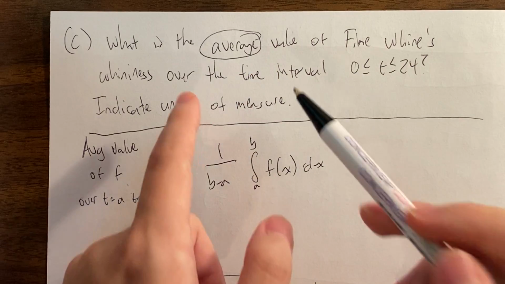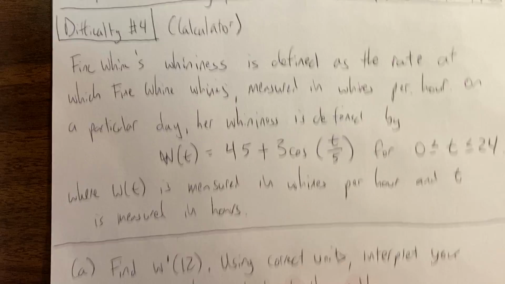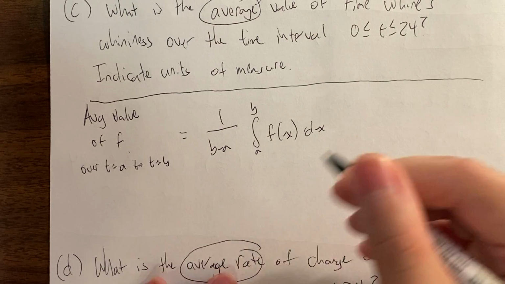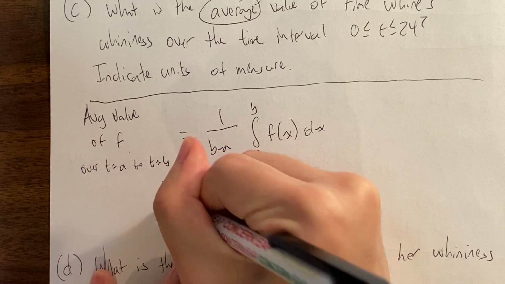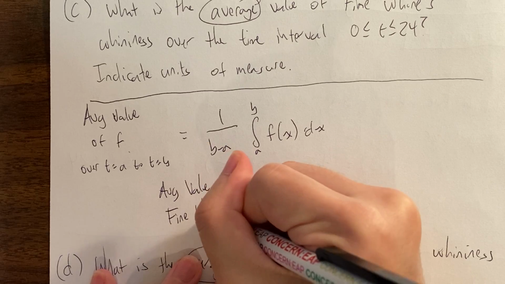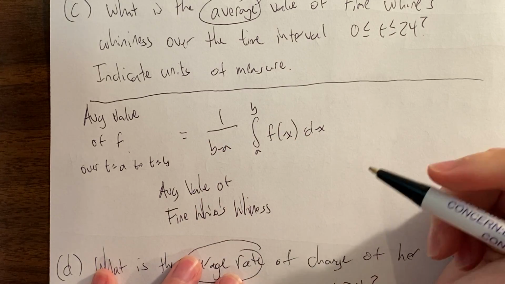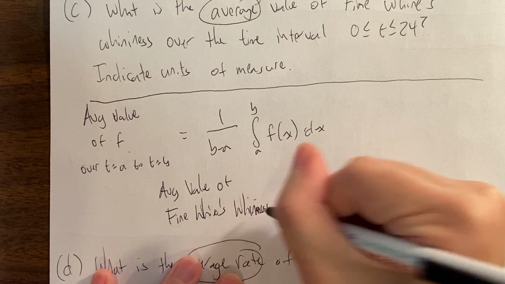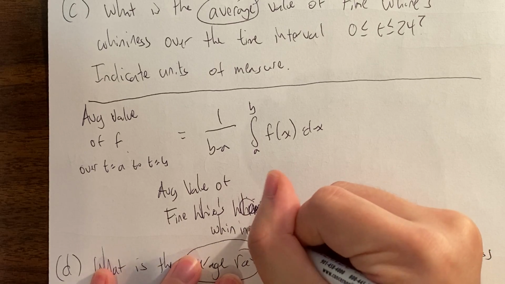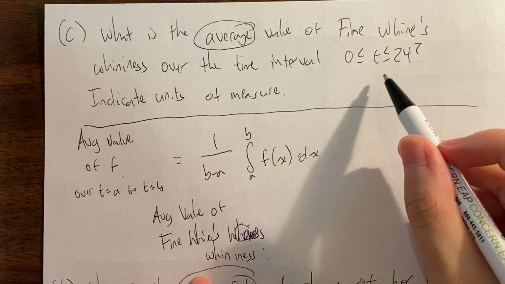So right now, we want to find the average value of windiness. That was the original function. So we're not going to take any derivatives or anything when we write this formula out. So the average value of windiness over this time period. I don't know how to spell windiness, so I'll mark that out because it's kind of messy, even though all of it is messy. So we're finding the average value of windiness over 0 to 24.